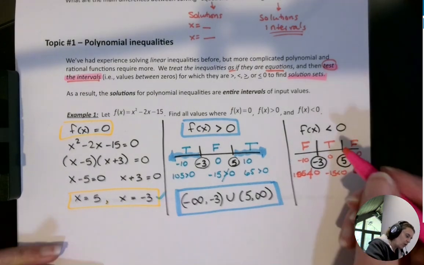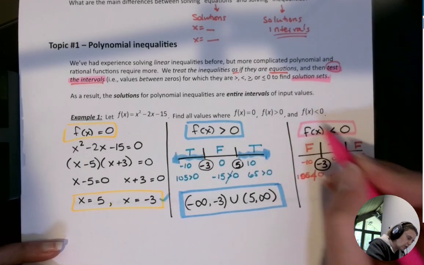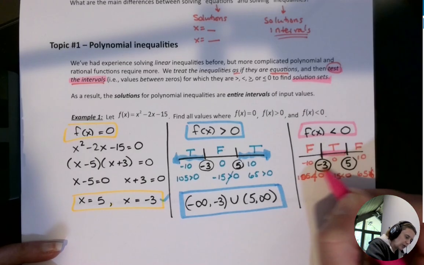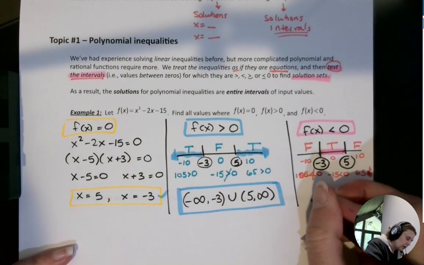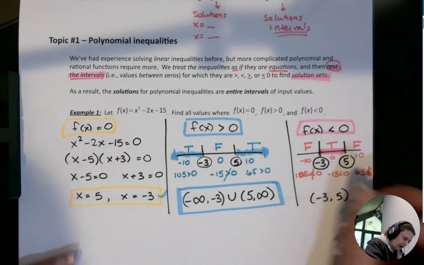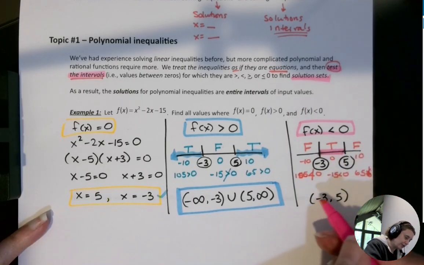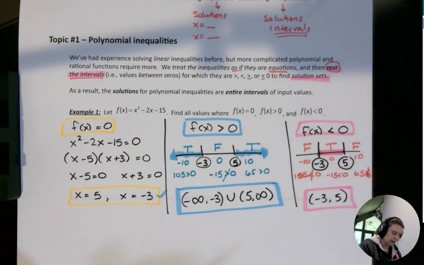The only area where the less than 0 inequality is going to be true is in the middle between negative 3 and 5. So that would make our solution here the interval between negative 3 and 5. So that's going to be our final answer for the f of x less than 0 inequality.